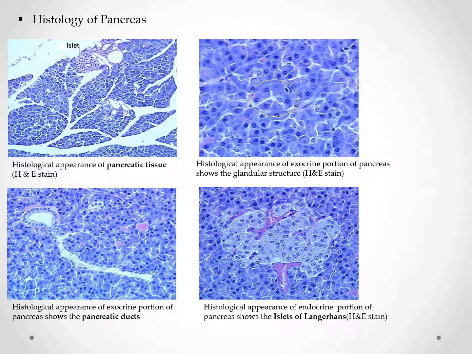The last slide here shows the islet of Langerhans, which is composed of several types of cells, this type of cell and this cell, arranged in different ways but mostly near the capillary, as seen here, this capillary and this another one, because these cells are responsible for the secretion of hormones into the circulation.